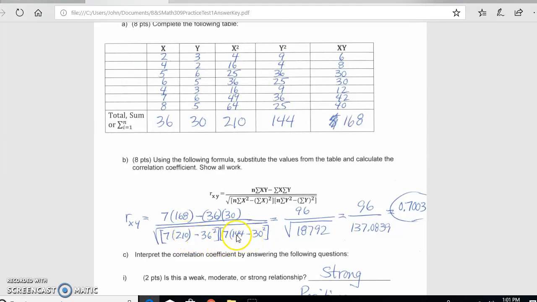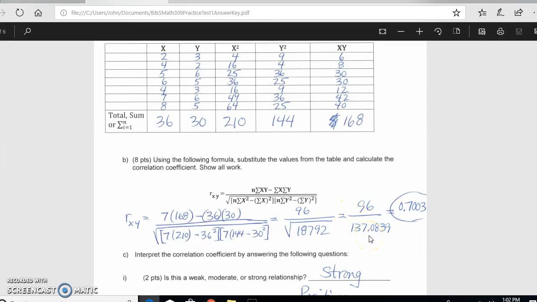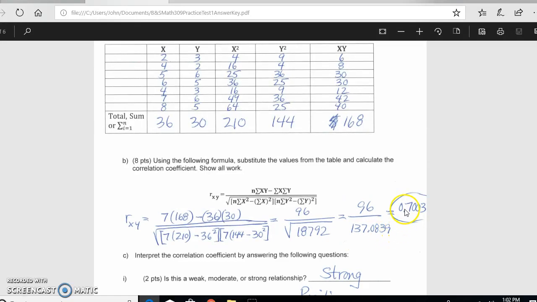Now, when I take these two quantities and multiply them together, I get 18,792. When I take the square root of that, I get 137.0839. And then when I do the division here of 96 divided by the 137.0839, I get this value here of 0.7003. And this is my correlation coefficient. The r is the symbol used for it, and it's called the correlation coefficient.